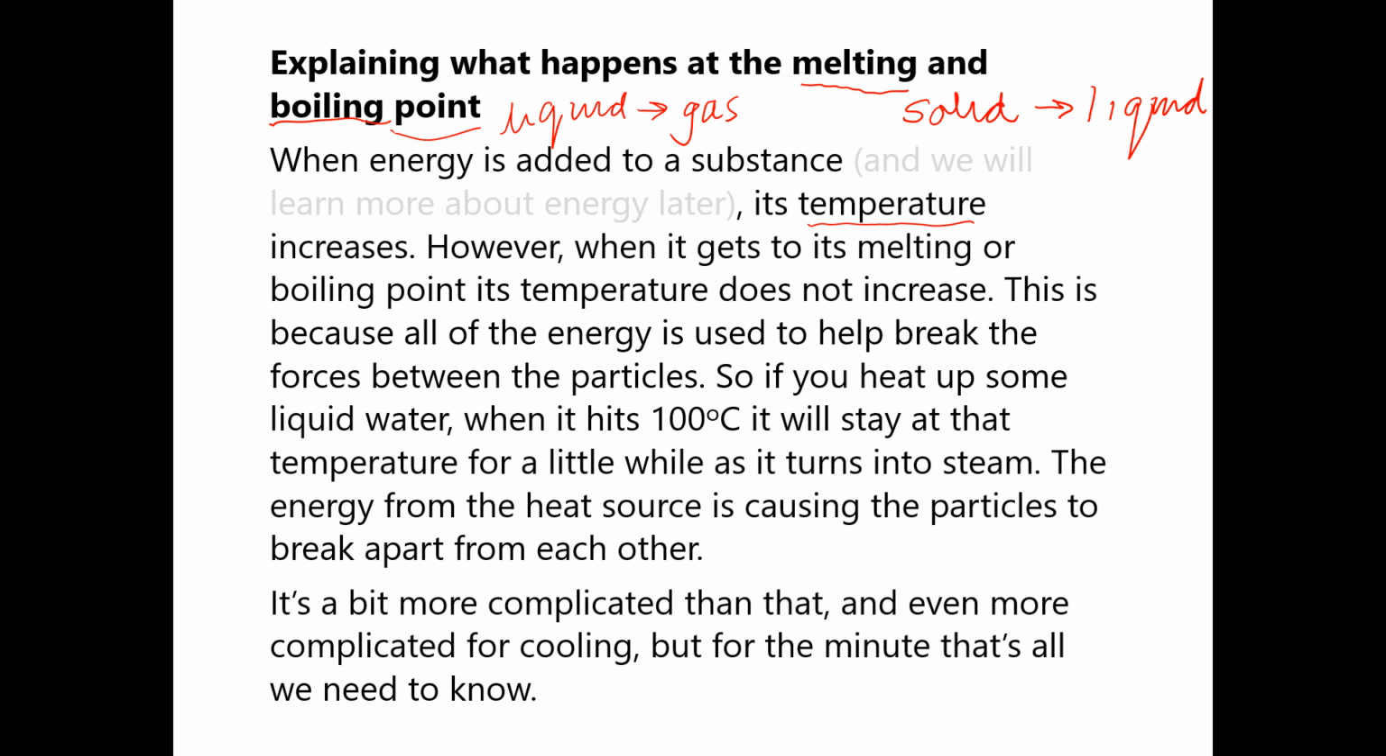This is because all of the energy being added is then used to help break the forces of attraction between the particles. So as we saw at the beginning of our graph, it didn't change much. And at the end of our graph, it stayed at 100 degrees C. If you heat up some liquid water, when it hits 100 degrees, it will stay at that temperature for a little while, as it then begins to turn into steam. This is the boiling point. The energy from the heat source is causing the particles to break apart from each other.